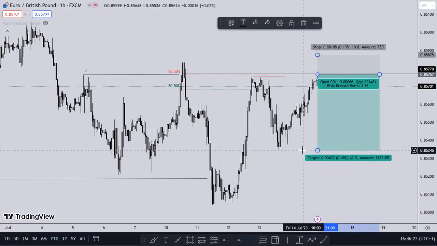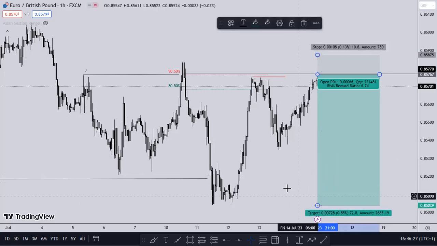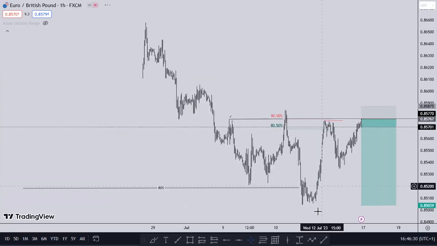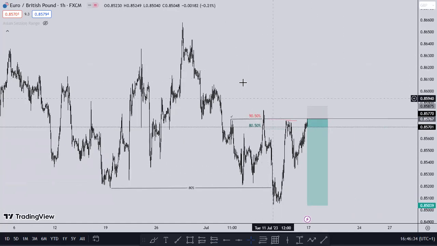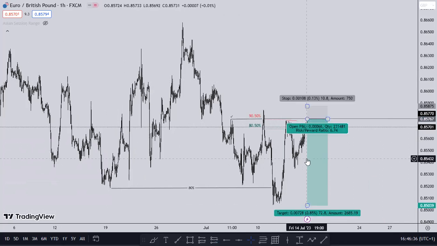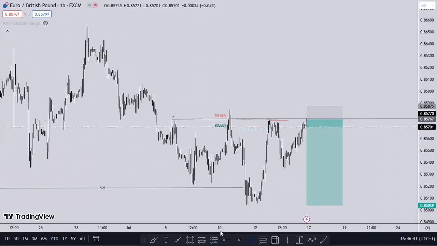First take profit will be around this area. Then second take profit will definitely be around this area. So this is me analyzing my chart. This is me analyzing, knowing what the market is actually doing. So it's best for you to always know the trend of the market.